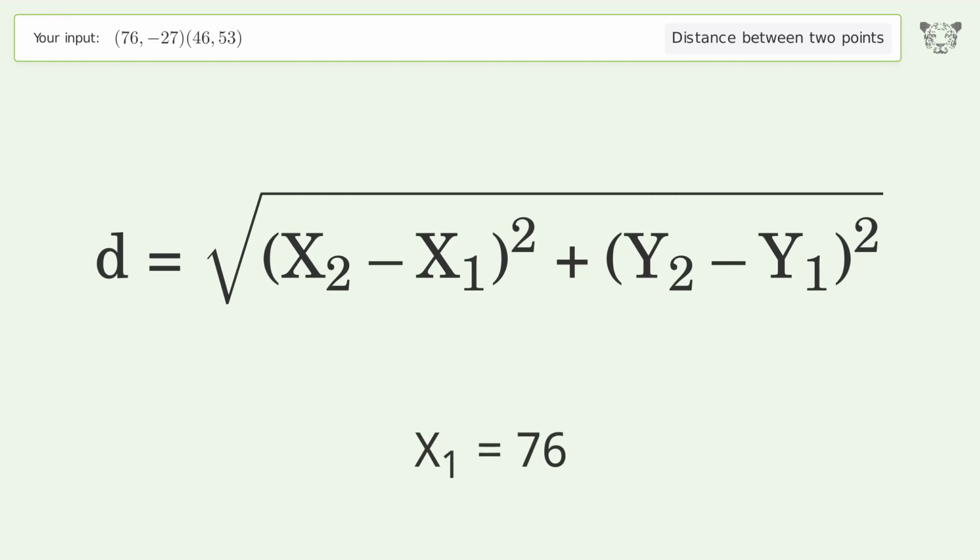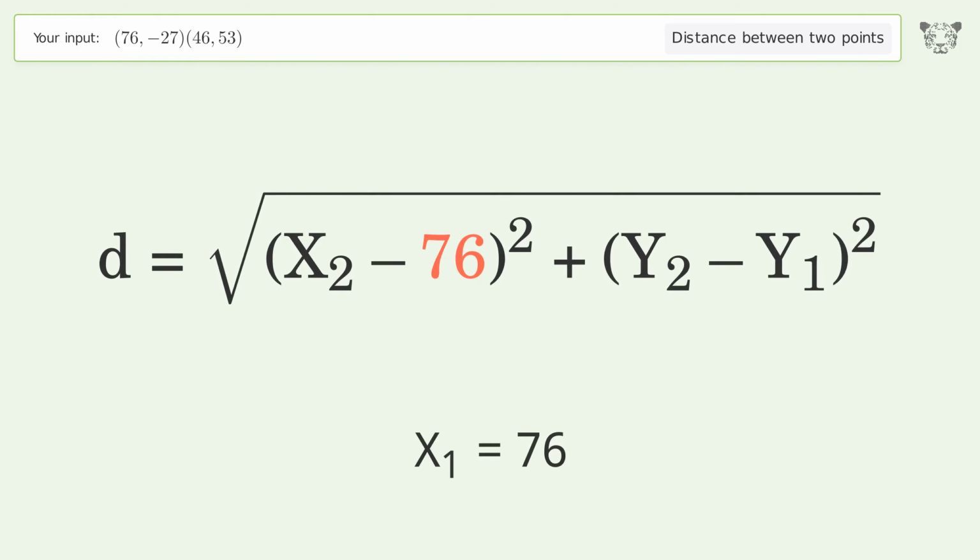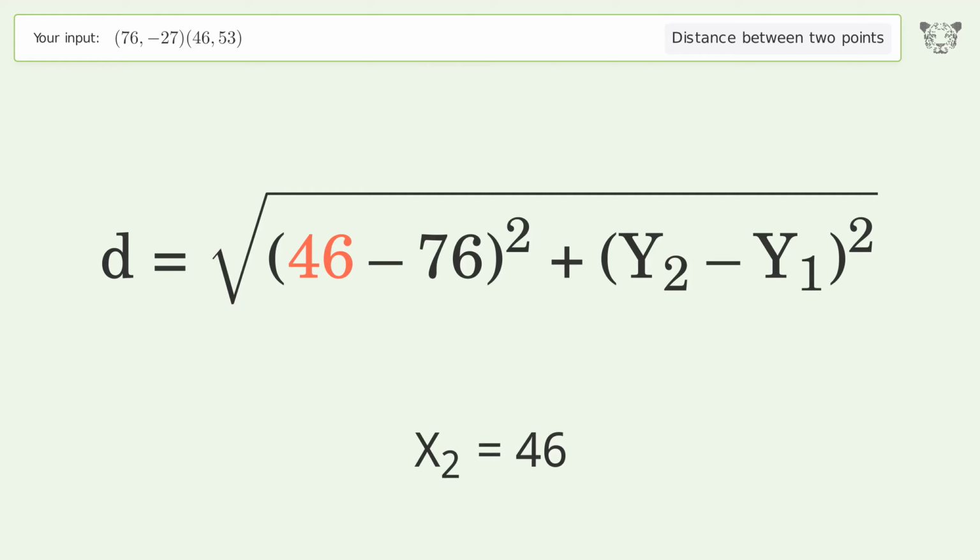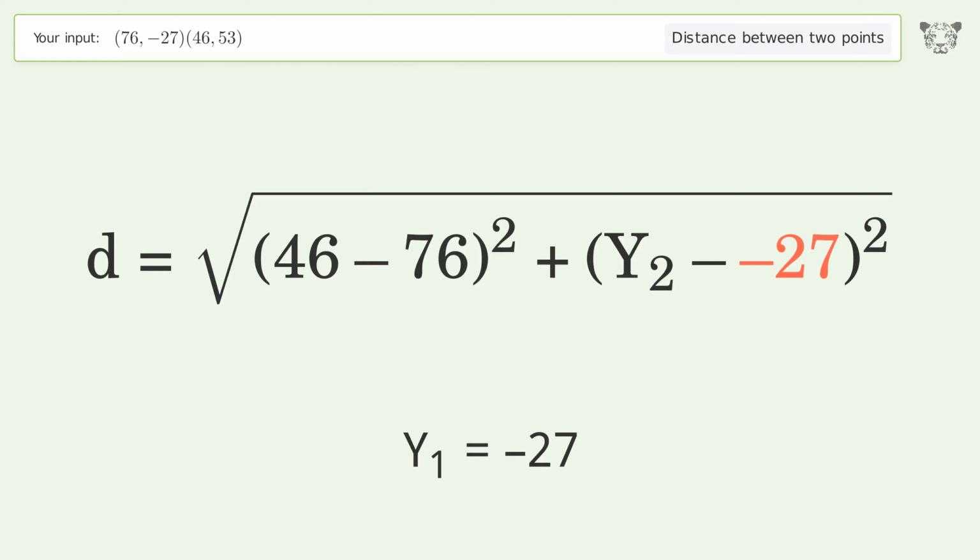x1 equals 76. x2 equals 46. y1 equals negative 27. y2 equals 53.